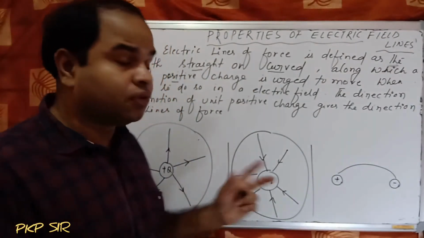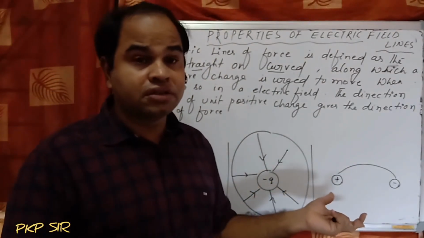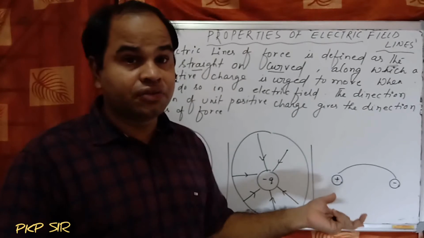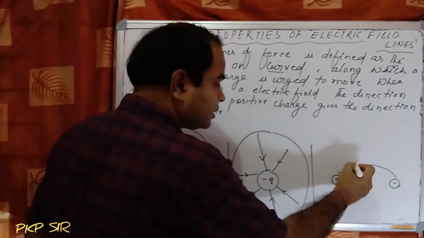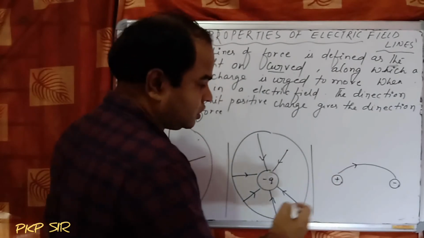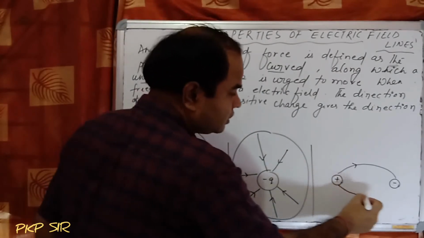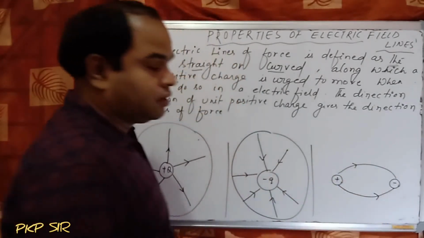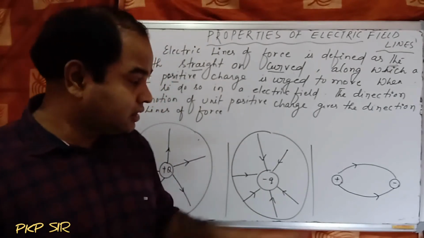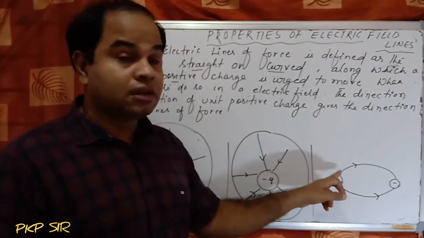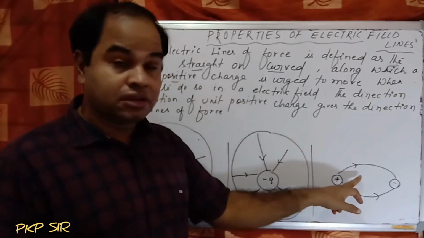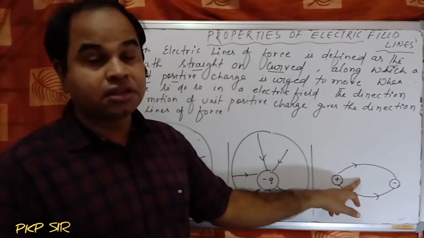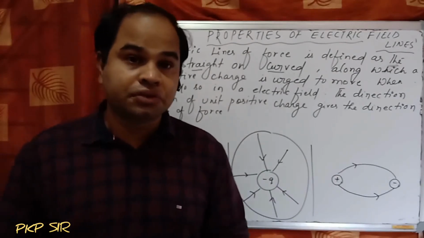So the path followed by a unit positive charge is the direction of electric field lines for the two charges. So in this case it is curved. It will move in this direction. That means in this case the field lines are curved in nature. That is the path followed by a unit positive charge.